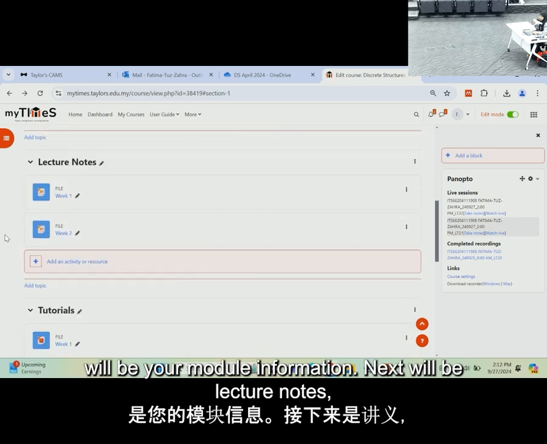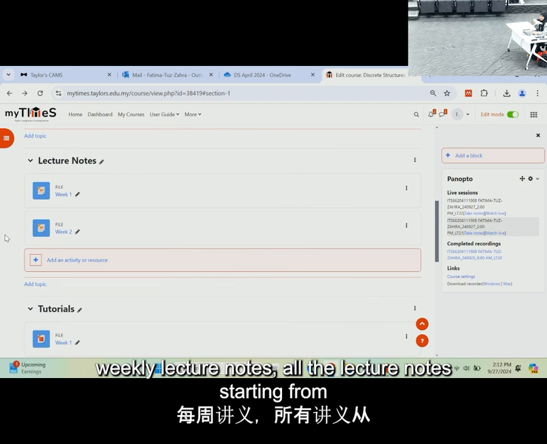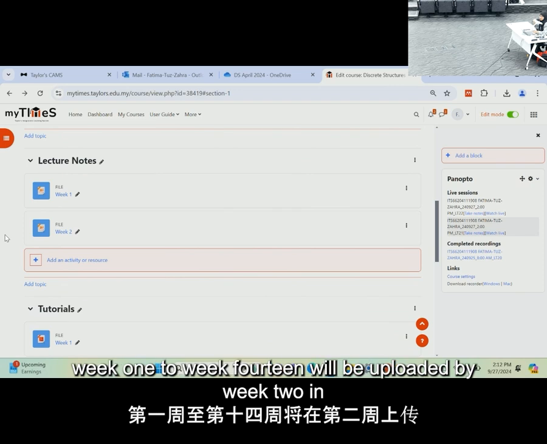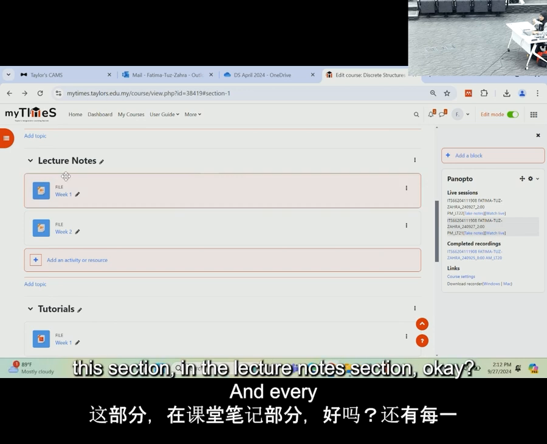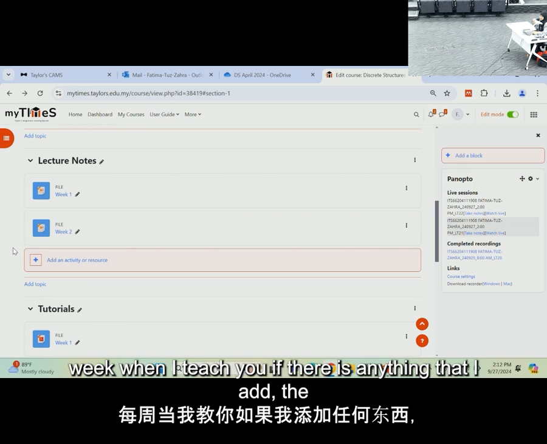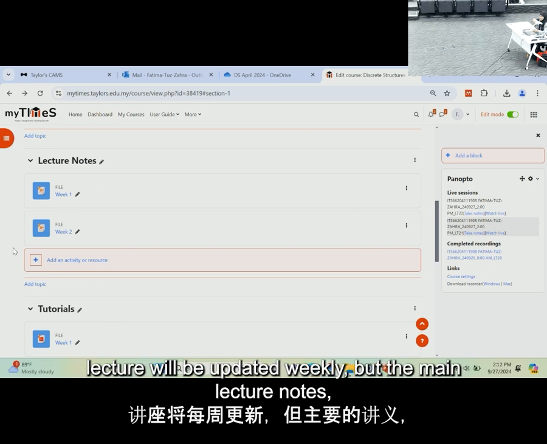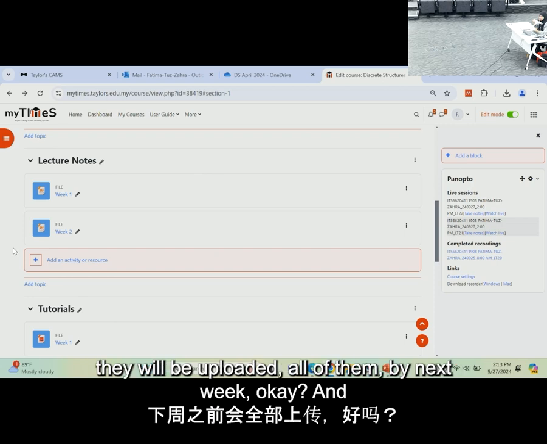Next will be lecture notes, weekly lecture notes. All the lecture notes from week 1 to week 14 will be uploaded by week 2 in the lecture notes section. Every week when I teach you, if there is anything that I add, the lecture will be updated weekly. But the main lecture notes, all of them, will be uploaded by next week.